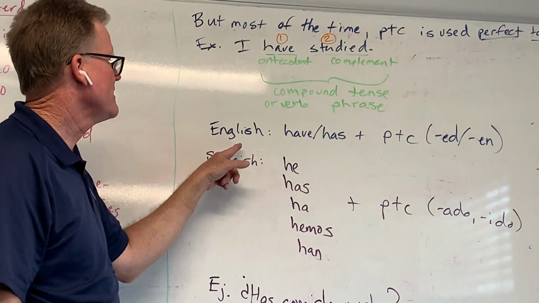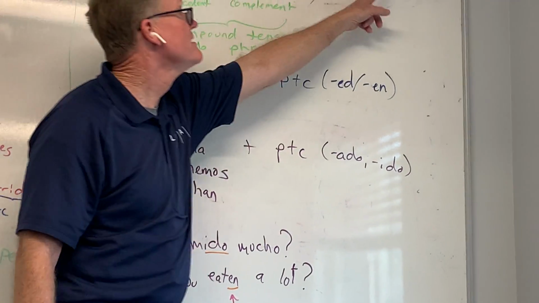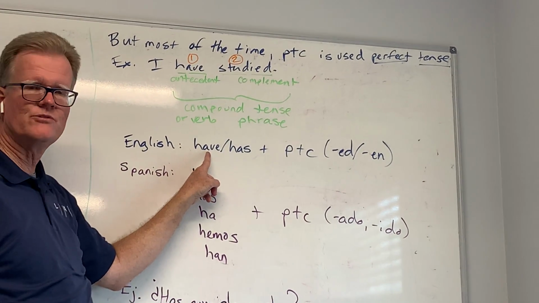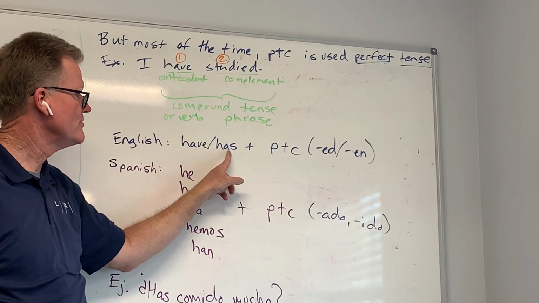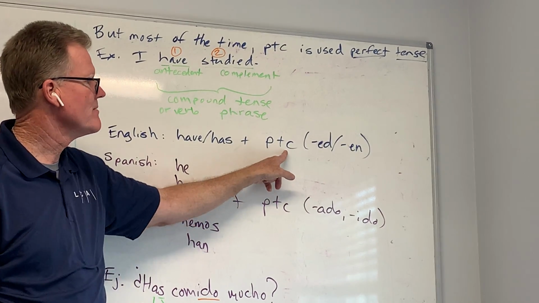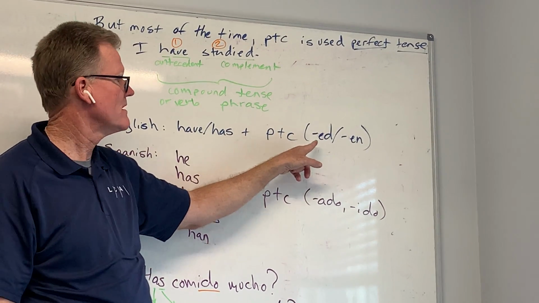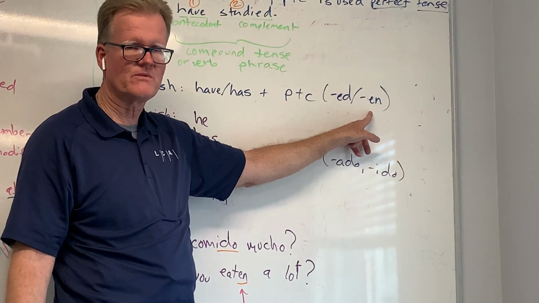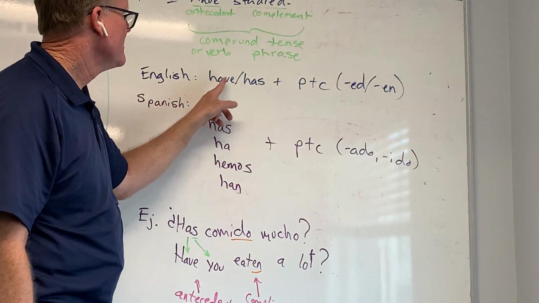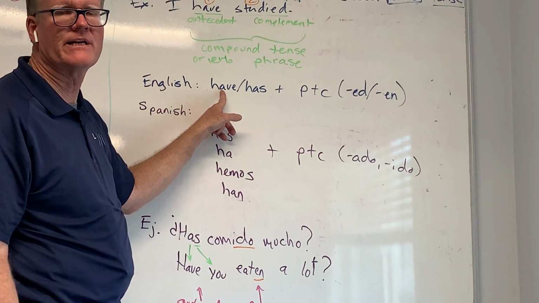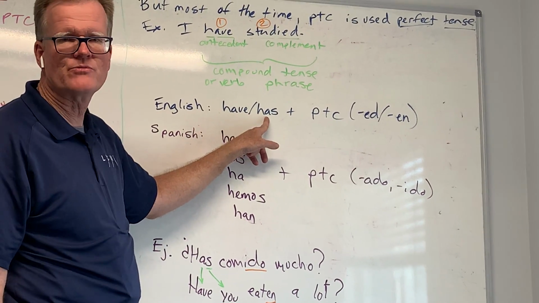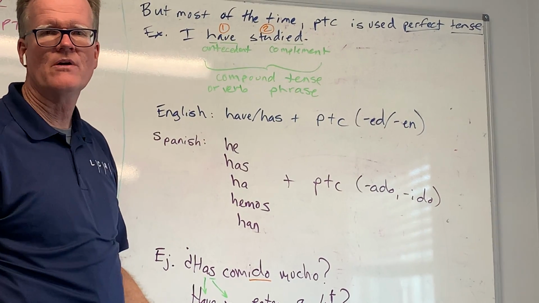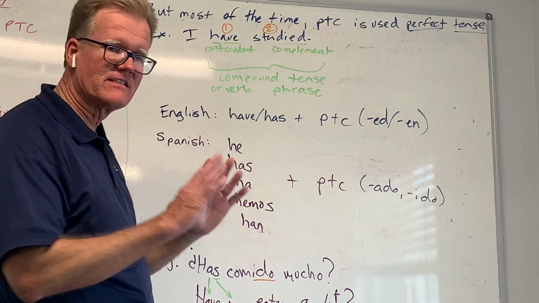So in English, the formula for the perfect tense, here we have an example. The formula is either use have or you use has, and you combine it with the participle. So how does the participle come in English? It's either ed or en. That's the participle in English. And so have is your helping verb or your antecedent, and has gets used with third person singular. He has studied as opposed to I have studied. And so that's the perfect tense.